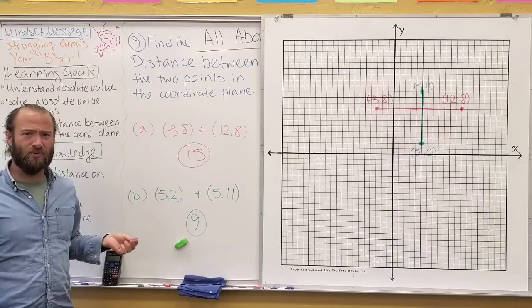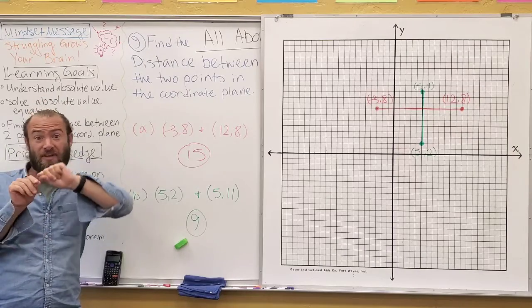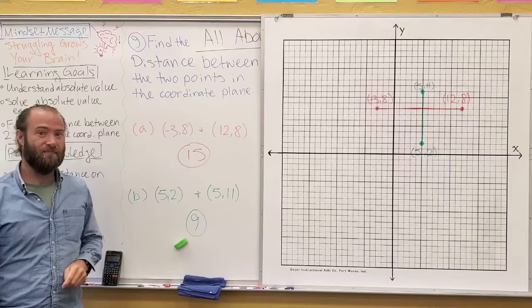But how do we deal with 2 points if they are not horizontal or vertical? What if they're diagonal with each other? Let's take a look at that case now.